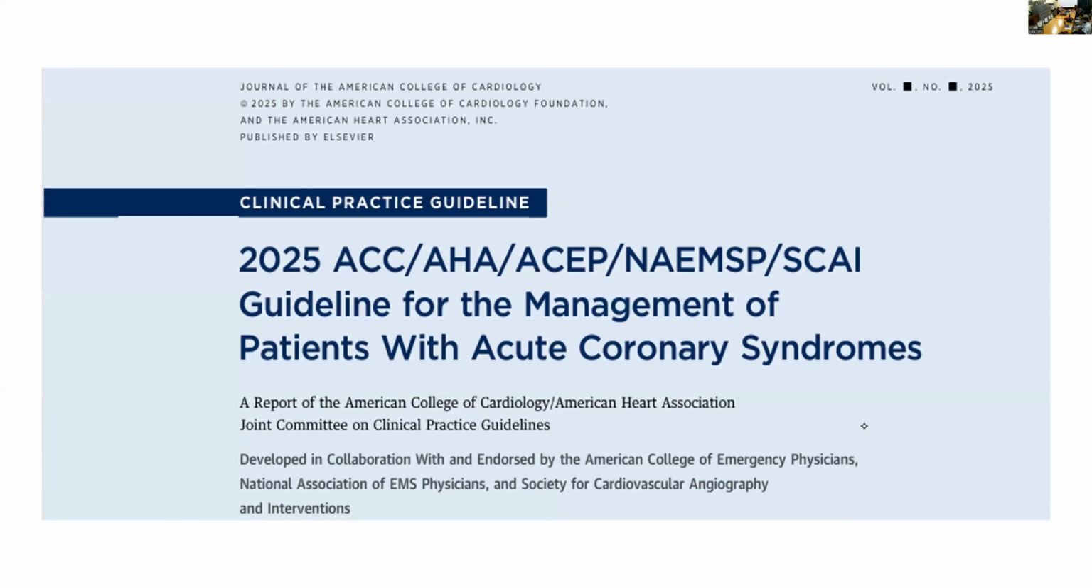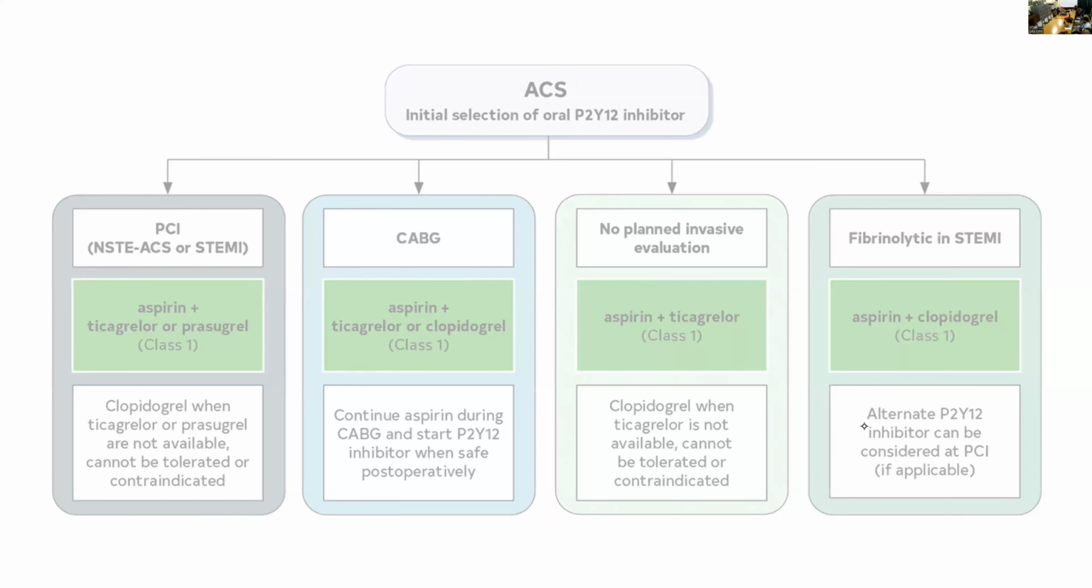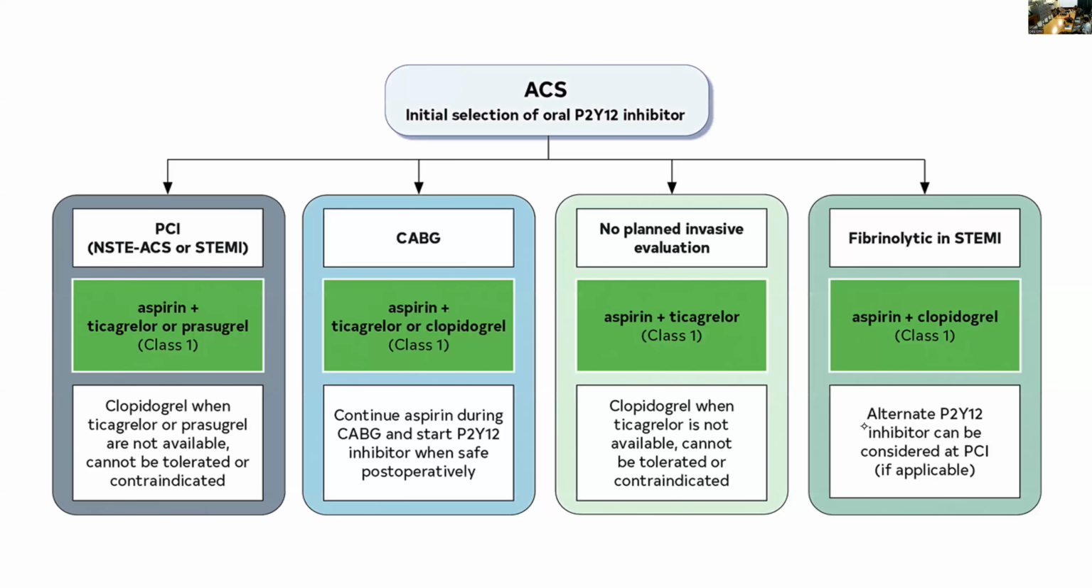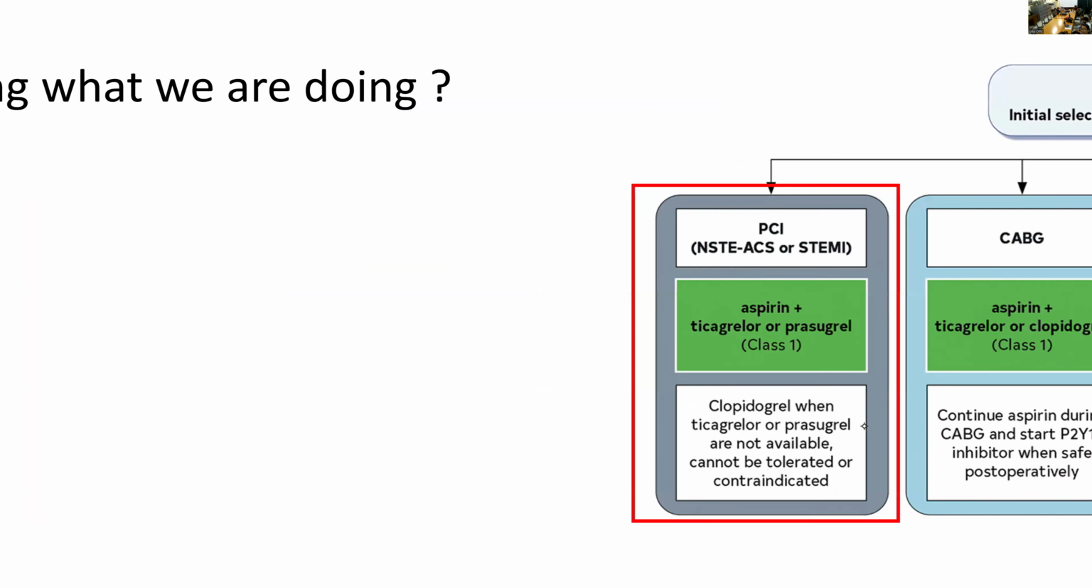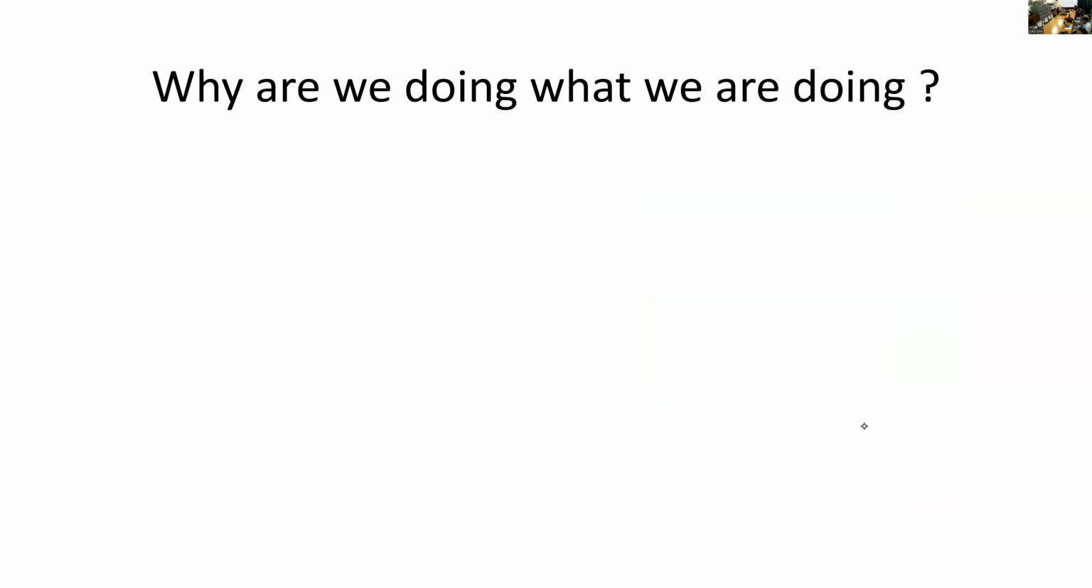To answer the question that I previously asked, I've picked this article: the 2025 ACC/AHA guideline for the management of patients with acute coronary syndromes. And if I were to answer the question looking at these guidelines, the answer would be aspirin plus ticagrelor or prasugrel.